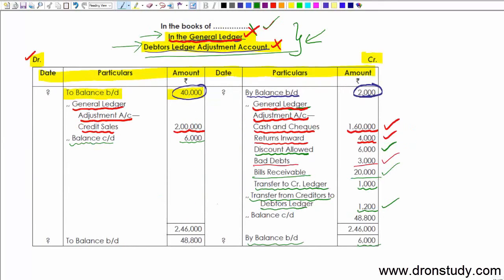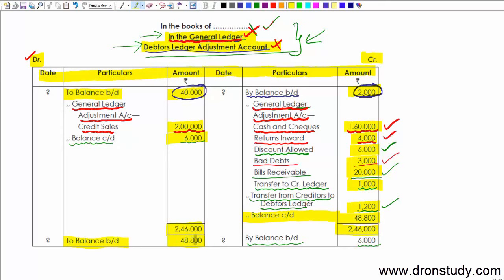Now more or less we have completed all the items. Now let's do the balancing. Let's do the totaling on the debit side because that appears to be higher. On debit we have three items, and the three items put together total 2,46,000. Minus all these items is going to give a balance, and that is 48,800. We call it by balance carried down. This total is written on both sides. By balance carried down is 48,800, and we will write again to balance brought down 48,800 for the next period.